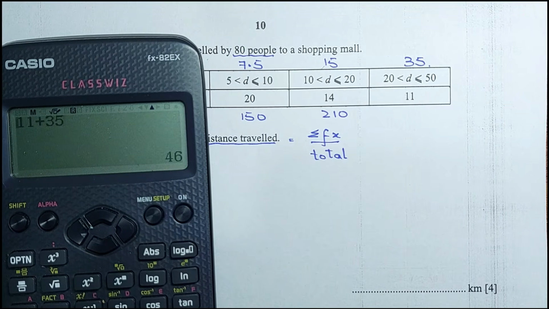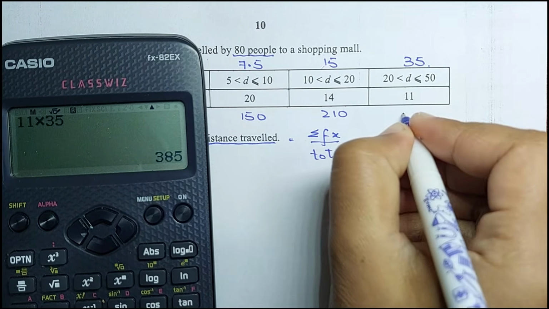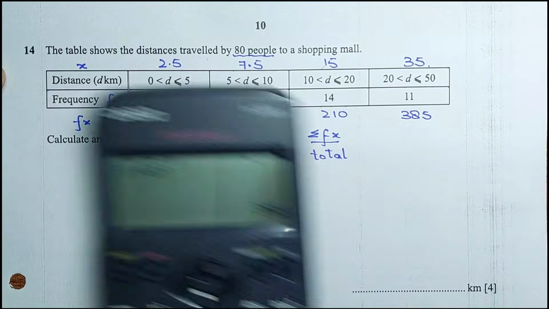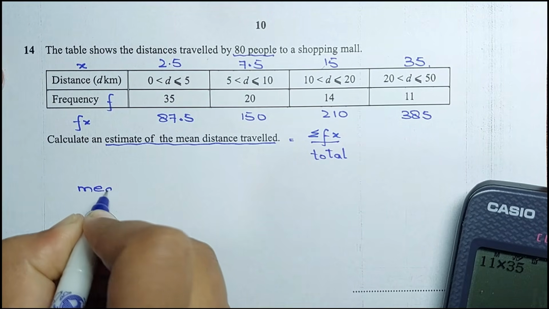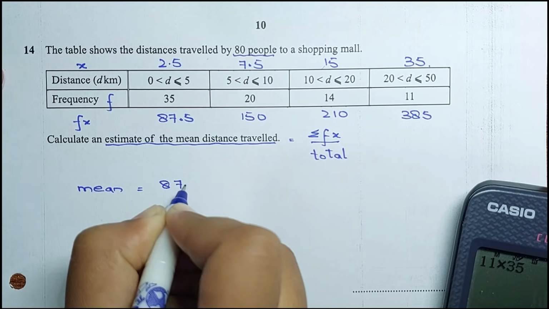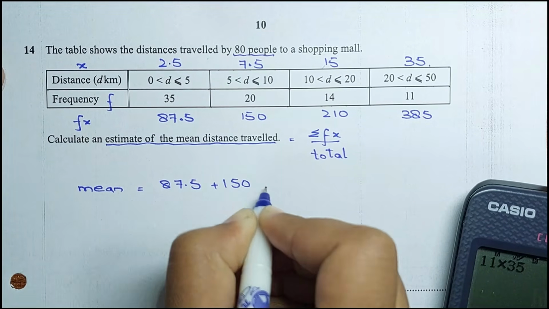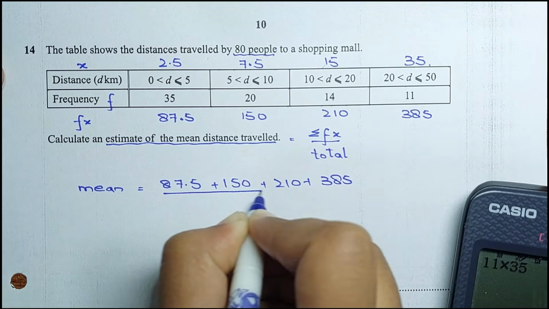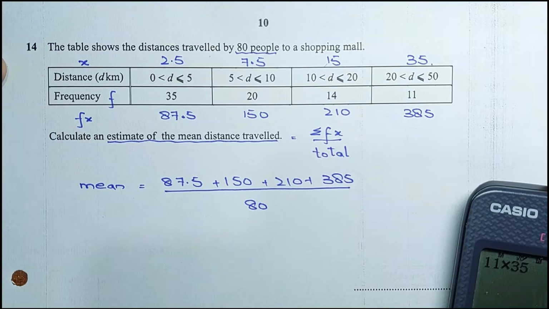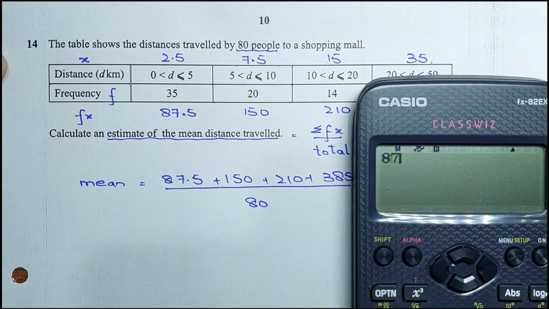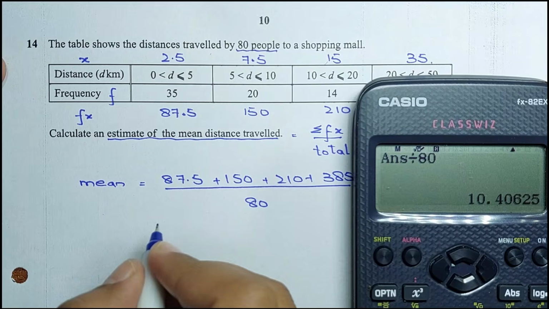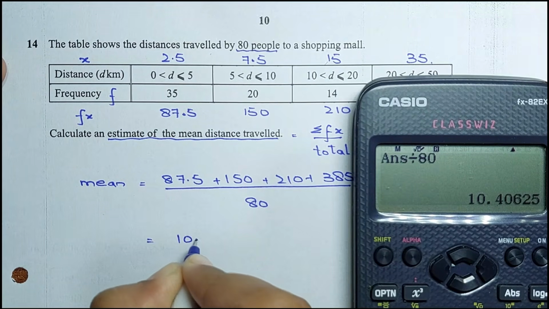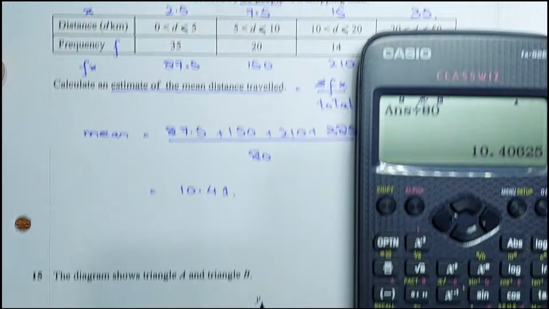11 times 35. Sorry, 11 times 35 is 385. Okay. Now to calculate the mean distance traveled: the sum of fx, 87.5 plus 150 plus 210 plus 385, divided by the total number of people who traveled to the shopping mall, or 80. So just simplify: 87.5 plus 150 plus 210 plus 385, divided by 80. This is 10.41 up to 2 decimal places.